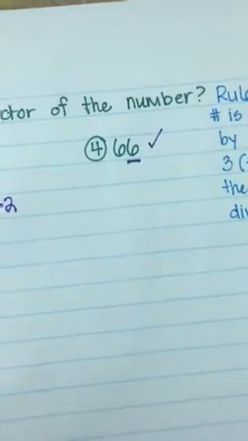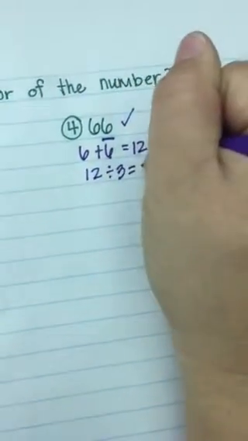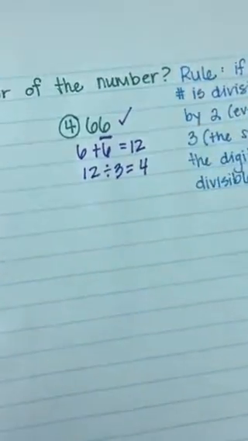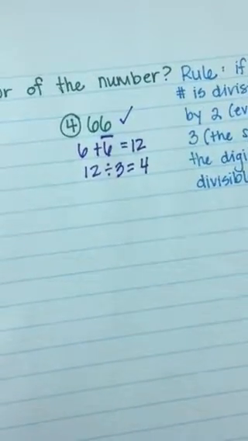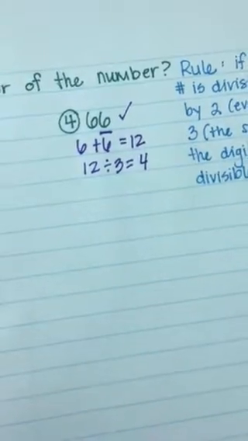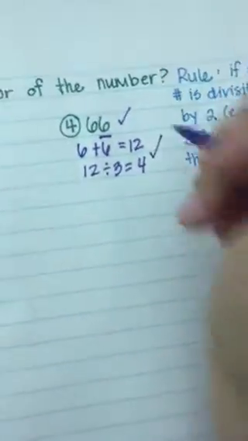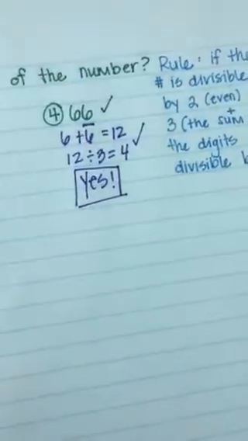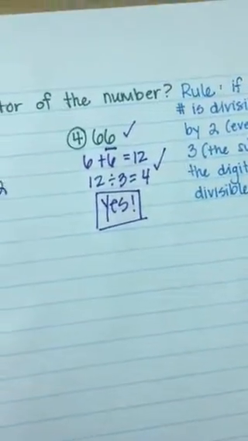So I see that my last digit is a 6, and that's even, so it's divisible by 2. And now I'm going to see if it's divisible by 3. So 6 plus 6 equals 12, and 12 divided by 3 equals 4. Because we get a whole number, there's no remainder, that means it's divisible. So since it's divisible by both, then yes, 66 is divisible by 6, and that means that 6 is a factor of 66.